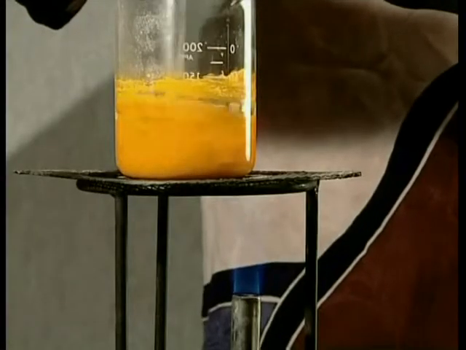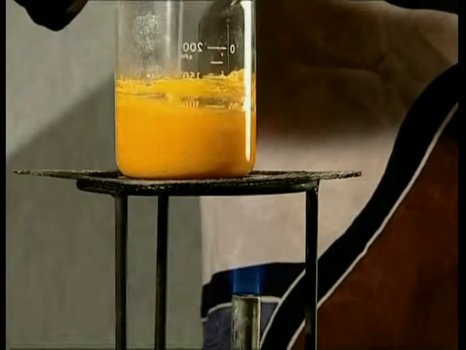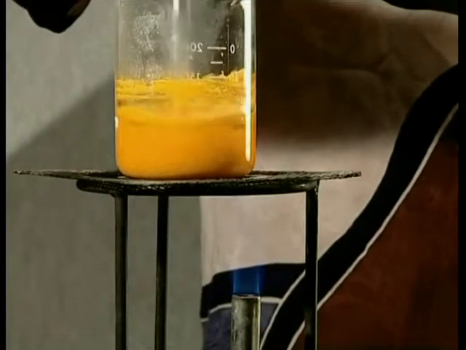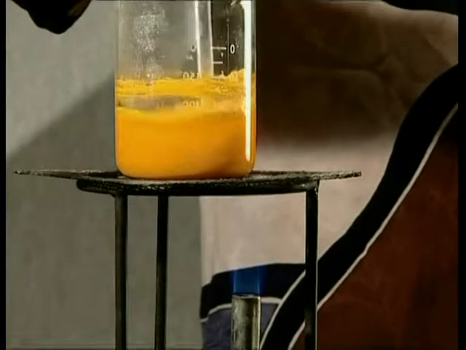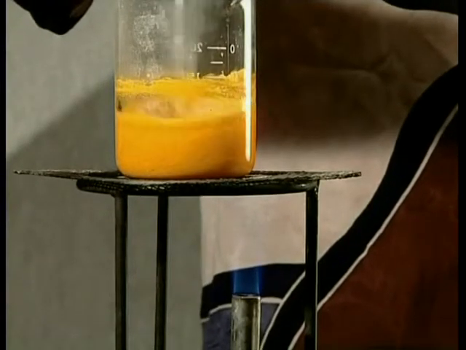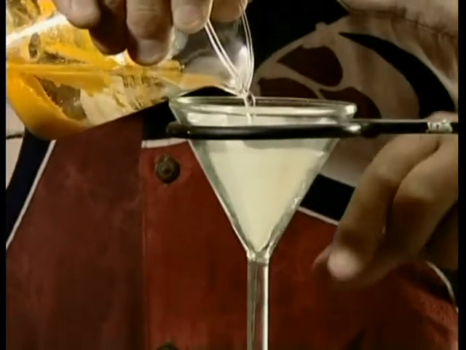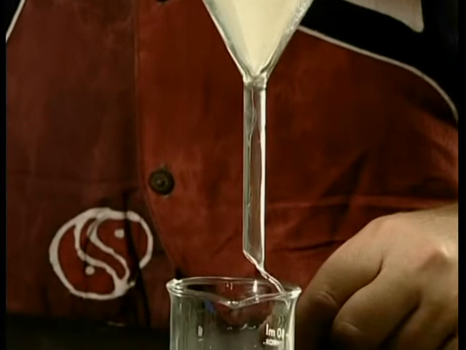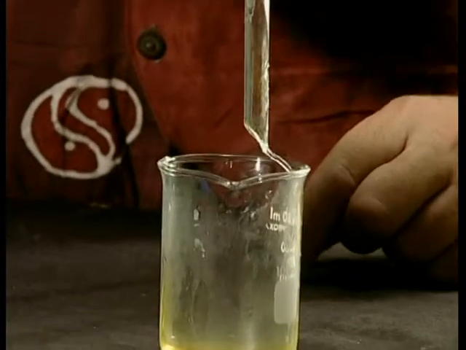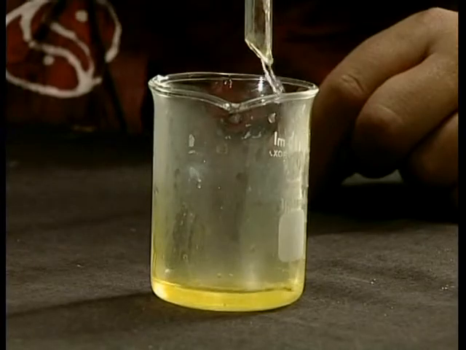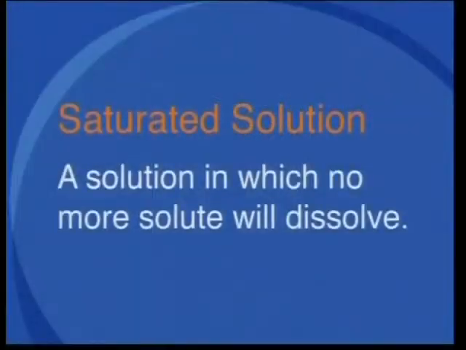We will use the precipitate of lead iodide we prepared earlier, and we have been gently heating this for about 5 minutes. In this time, some of the precipitate has dissolved. Now I'm going to filter the hot solution and remove the precipitate that remains undissolved. The hot solution is a saturated solution at 50 degrees Celsius. Do you remember what the term saturated solution means? A saturated solution is a solution in which no more solute will dissolve.